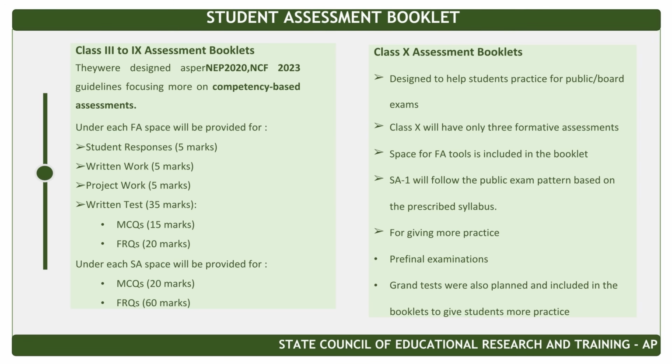based assessments. Under each FA, space will be provided for student responses which are for 5 marks, written work for 5 marks, project work also for 5 marks. And the written test will be conducted for 35 marks, MCQs 15 marks, FRQs 20 marks. Under each SA, space will be provided for MCQs for 20 marks, FRQs for 60 marks.